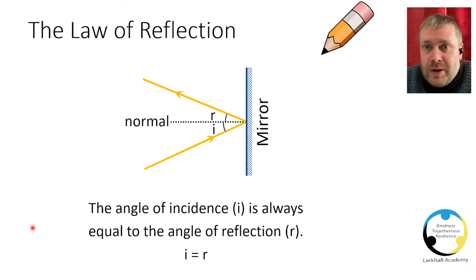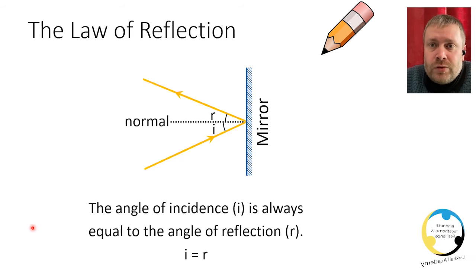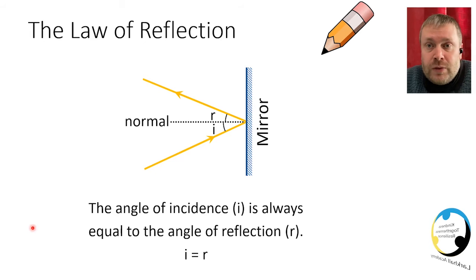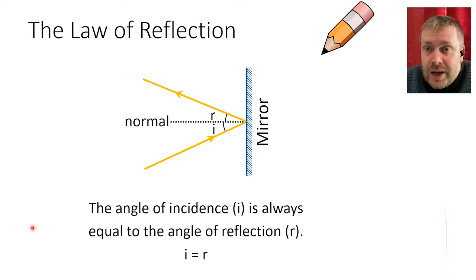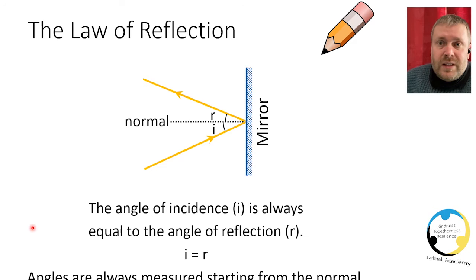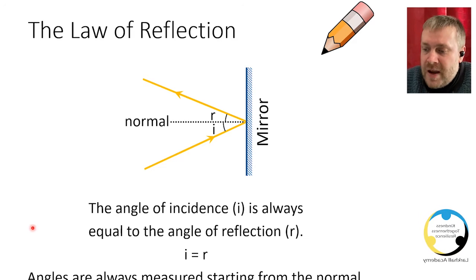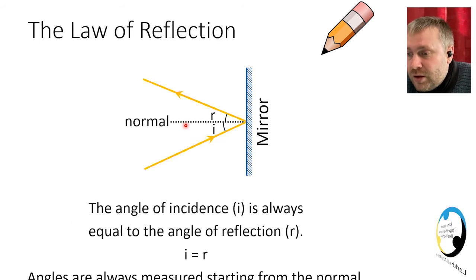The easiest equation you're ever going to come across in physics. If you know what the angle of incidence is, the angle of reflection is exactly the same. If you know what the angle of reflection is, the angle of incidence is always the same. Now, just to be completely clear and really annoying, I'm going to repeat this again. Always, always, always measure your angles starting from the normal.